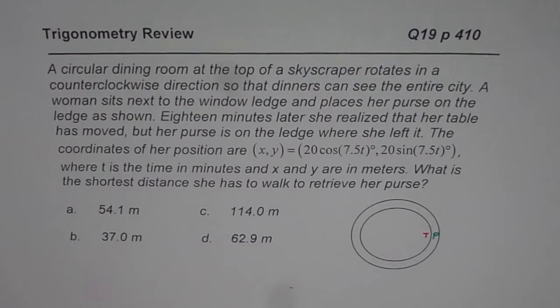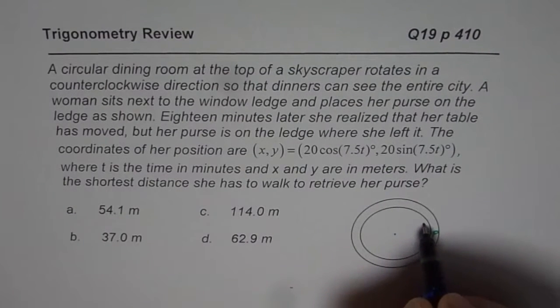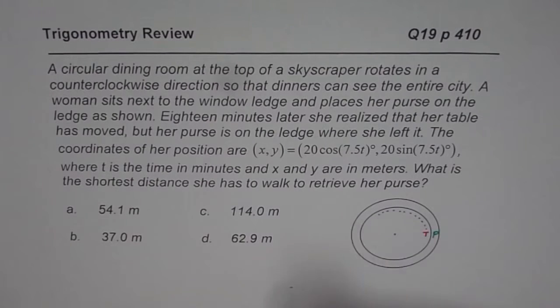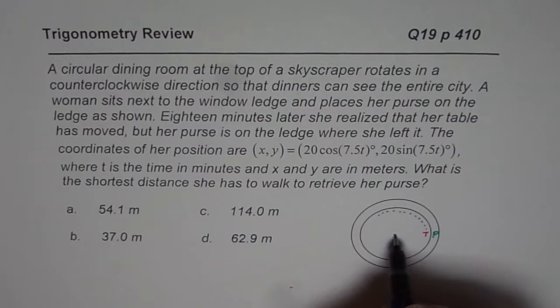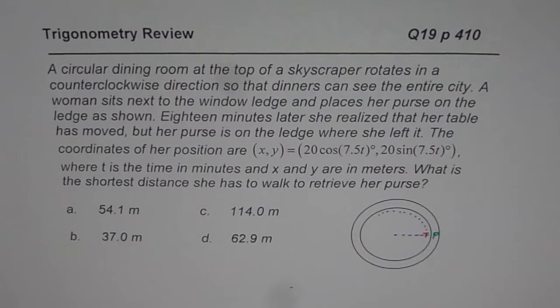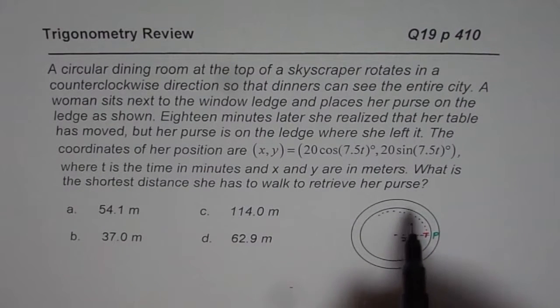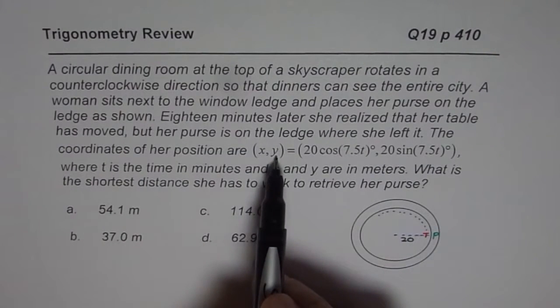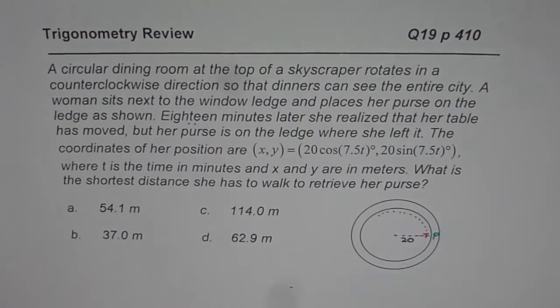From the given situation, what we can make out is that, let us say that's the center of the table and it's moving counterclockwise, kind of like this. Now what we are given here is the equation 20 cosine of this. That clearly indicates that the radius is 20 meters, since the units are in meters. Now what we need to find is the coordinates of the point xy after 18 minutes.